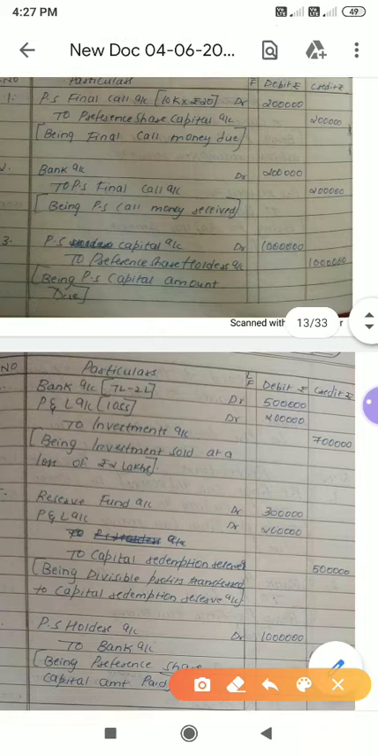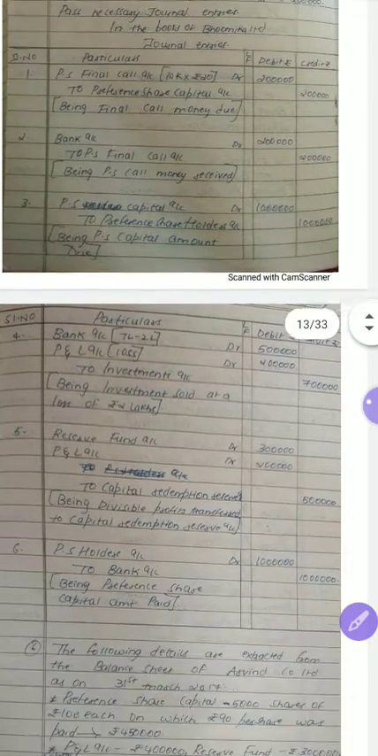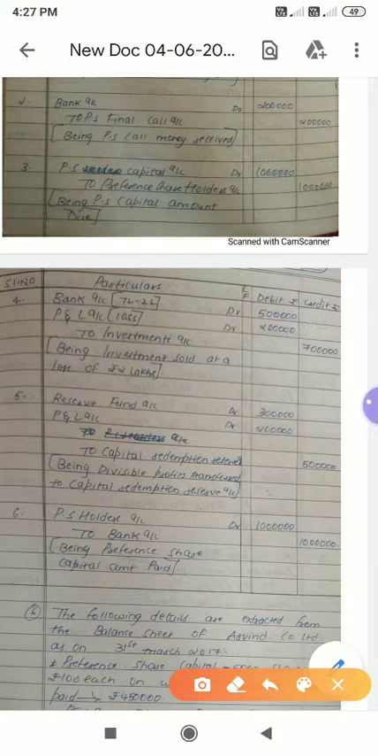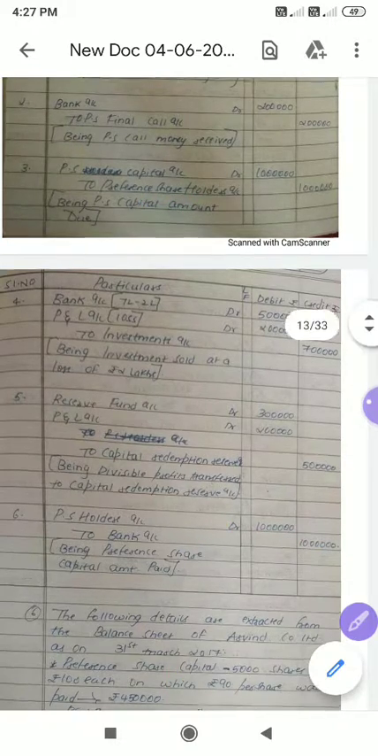Now we were supposed to pay 10 lakh. We have got 5 lakh here, 3 lakh here, and 2 lakh here. We can pay because we are redeeming preference shares only at par value. So the final entry will be preference shareholders account debit, that is 10 lakh, which was credited in the first journal entry, to bank account 10 lakh, being preference share capital amount paid. I hope the concept is clear.